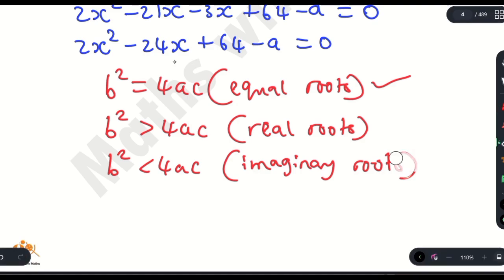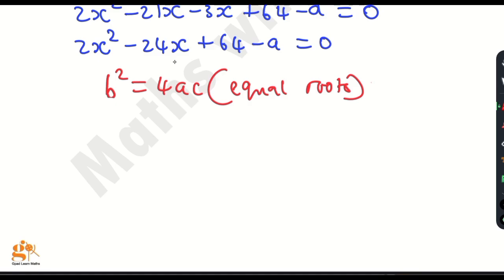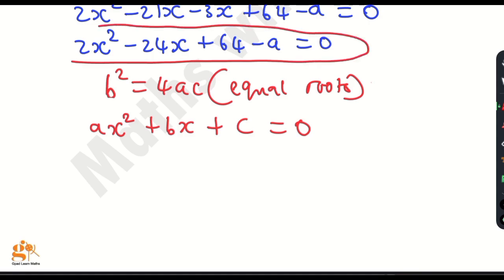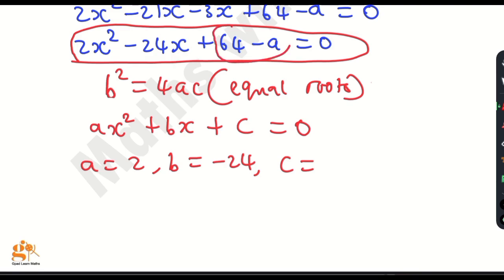Now let me erase this again. There is a general form of a quadratic equation, which is ax squared plus bx plus c is equal to 0, where a is the coefficient of x squared, b is the coefficient of x, and c is the constant term. Now look at this equation. What can you say a is? a is equal to 2, the coefficient of x squared. b is equal to what? Minus 24. And what about c? c is equal to all of this constant term, 64 minus a.